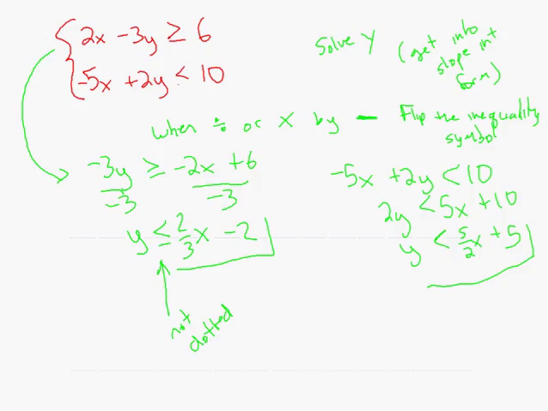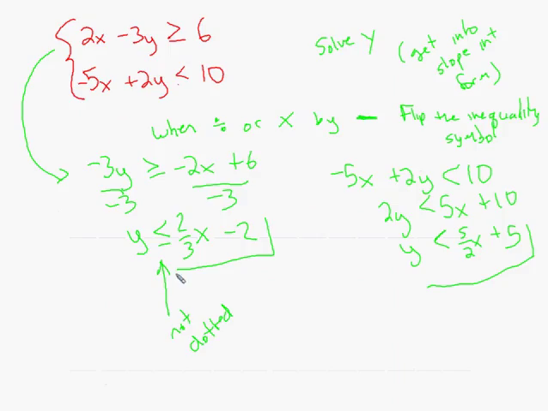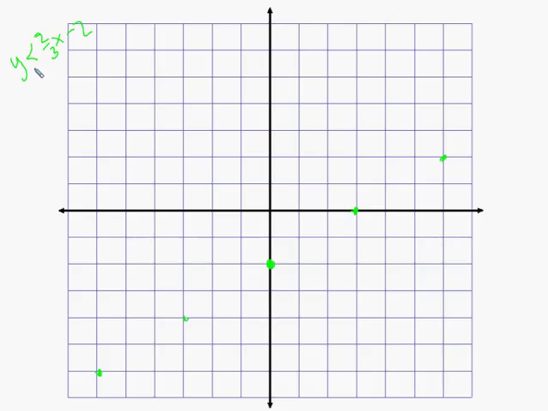Alright, so what is our first line? Y is 2/3 x minus 2. Correct. So I start at y equals -2, and then I go up 2, right 3. And this line, dotted or solid? Solid. How do you know? Because it should be equal to. So this is a solid line.